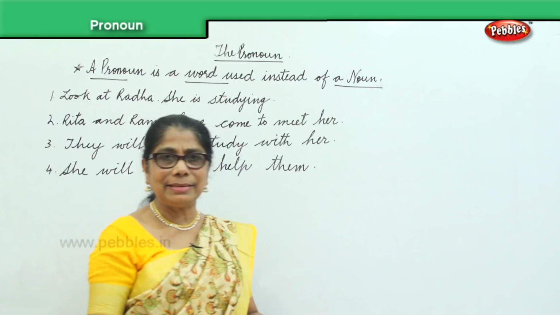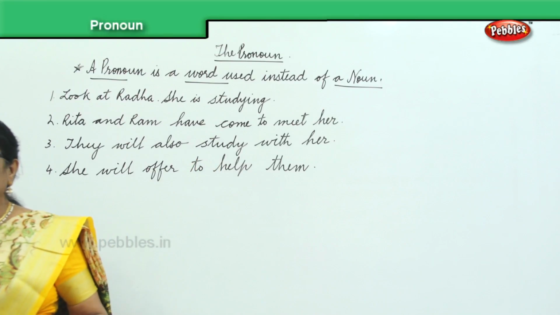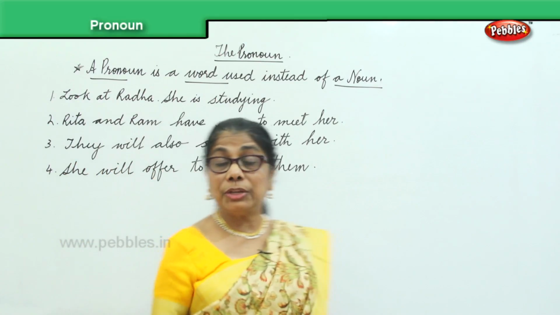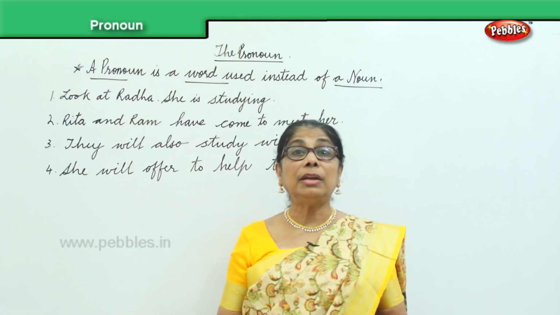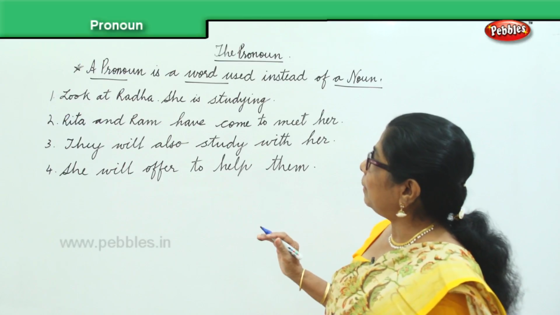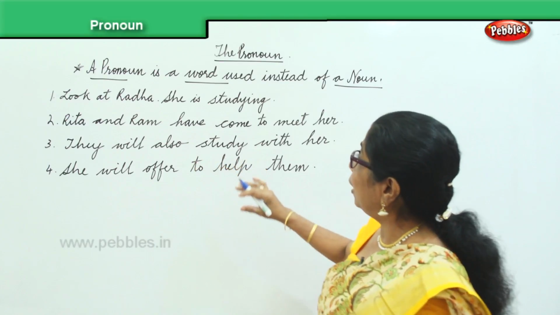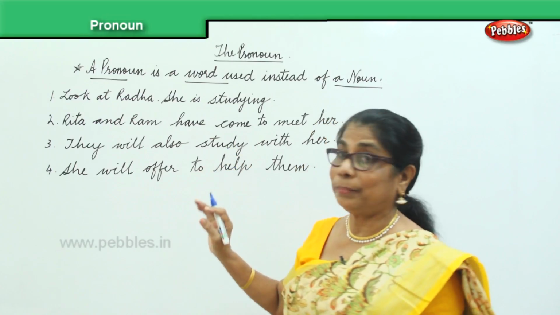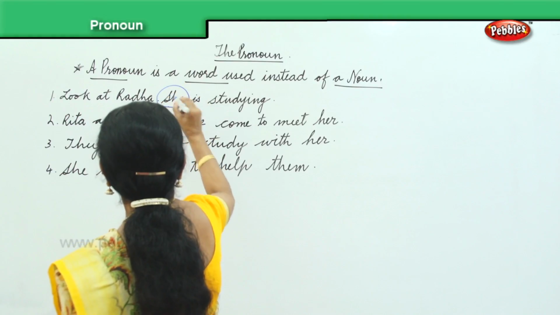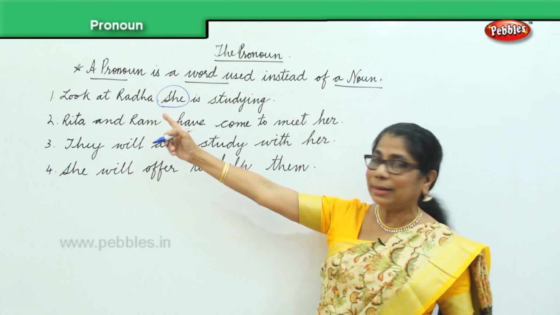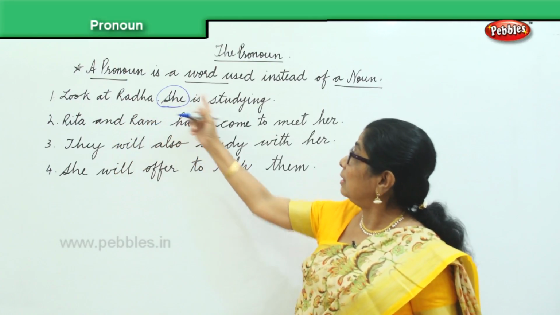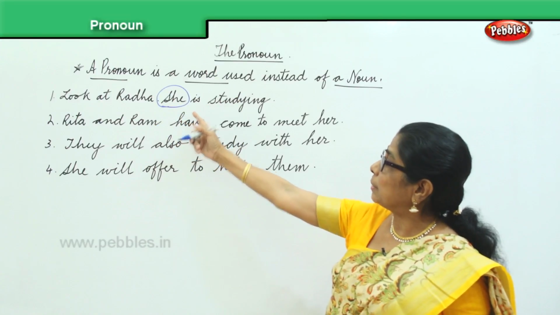So we have a few sentences here, and we said a pronoun is a word used instead of a noun. So now let us look at which are the nouns and which are the pronouns. Now, look at Radha. Radha, that's a proper noun. Now, she is studying. So we found she. This is a pronoun. We have used she instead of Radha. Instead of saying Radha is studying, we say she. So she is a pronoun.